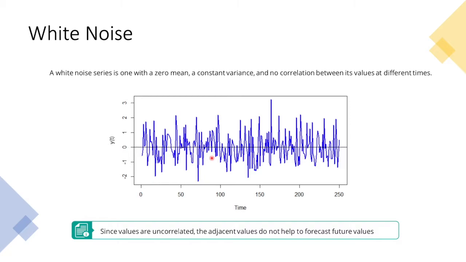White noise is something you want to avoid in your time series data. Basically, white noise has zero mean, constant variance, and no correlation between its values at different times. This means, for example, that this point is totally uncorrelated with any other points on the plot. So if your data is white noise, you cannot build any practical model using that data.